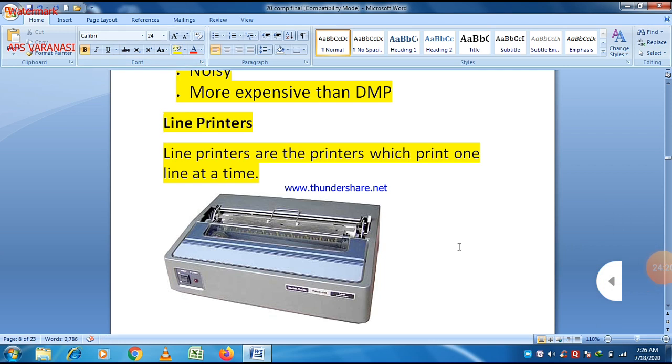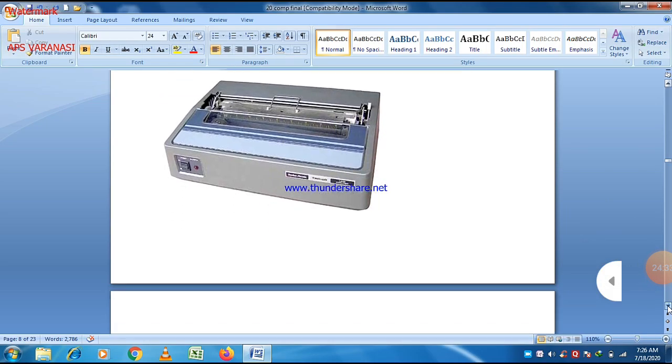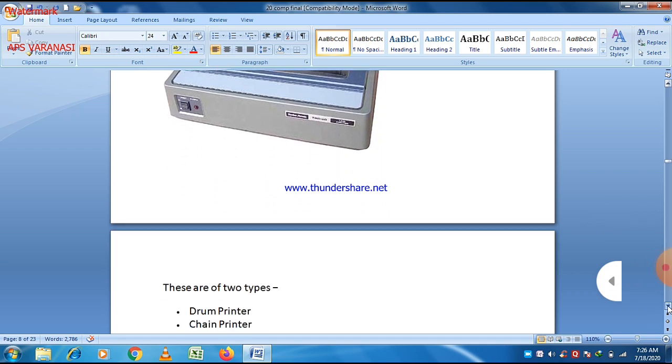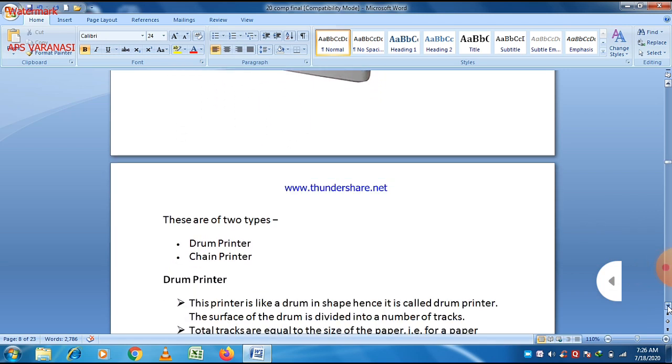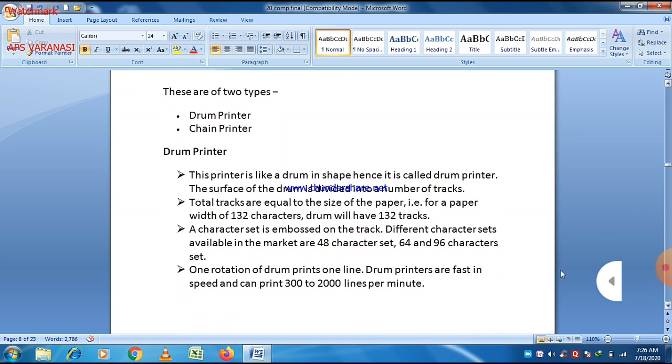Line printers are the printers which print one line at a time. You can easily see that this is an example of a line printer. They print one line at a time, so they are called line printers. And there are two types of line printers: drum printer and chain printer.